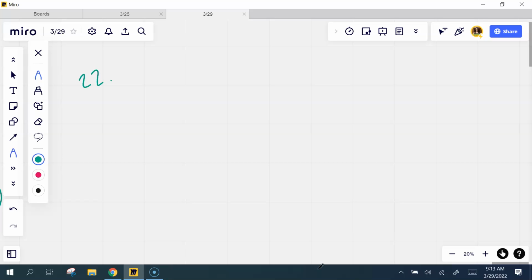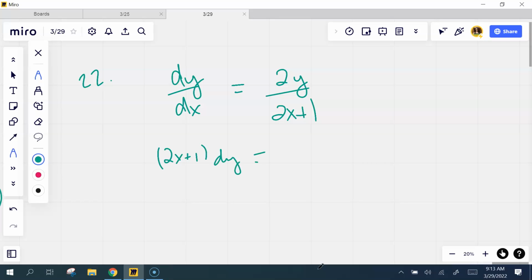It was a DiffEQ. And remember, anytime you have a differential equation that you are asked to solve, you must first do what with the variables? Separate them. That's exactly right. I did a cross multiply kind of thing. So I had 2x plus 1 dy equals 2y dx. My variables are still not separated. I got to get them the other way. So this ended up being dy over 2y equals dx over 2x plus 1.